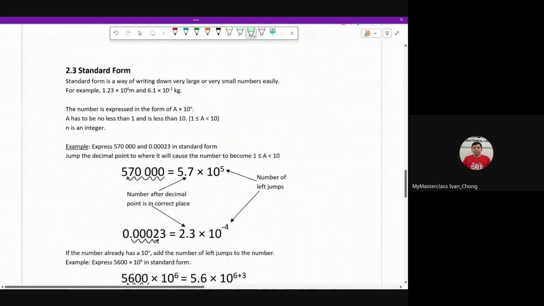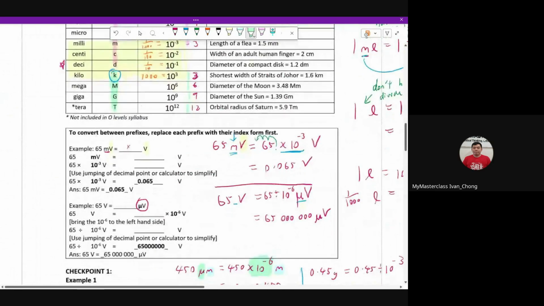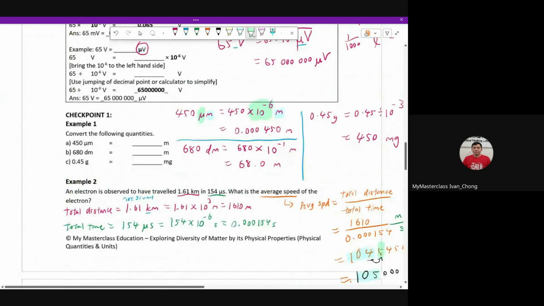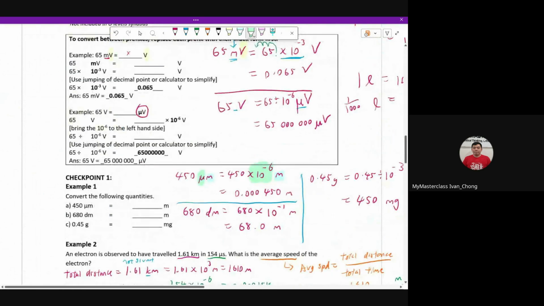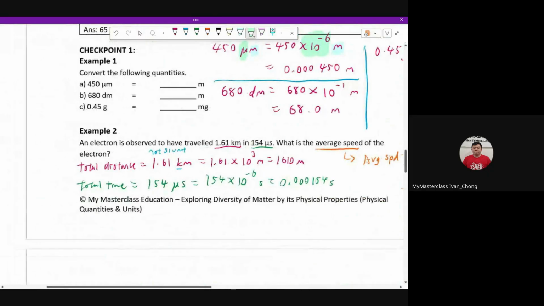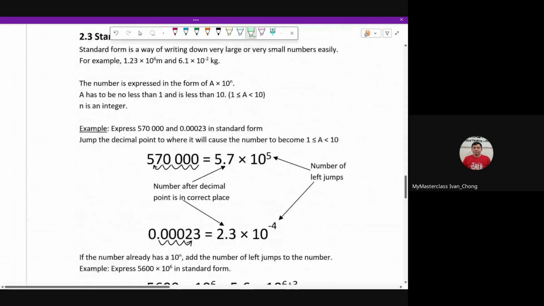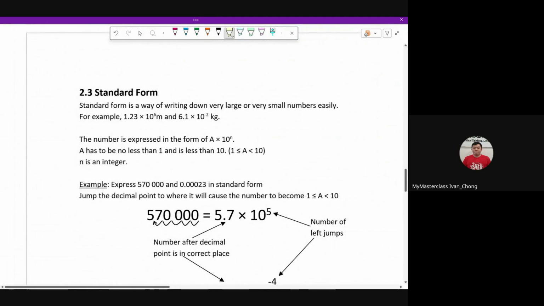Okay, so the thing is, why are we using all your prefixes? Why are we using all your values over here? Because when you write the prefix, it looks very clean. 450 micrometer, instead of writing so many zeros that is very confusing, just simply writing this makes it very easy for the person to understand, oh, 450 micrometer is actually a very small meters, but it's an easy way to demonstrate your numbers. Okay?